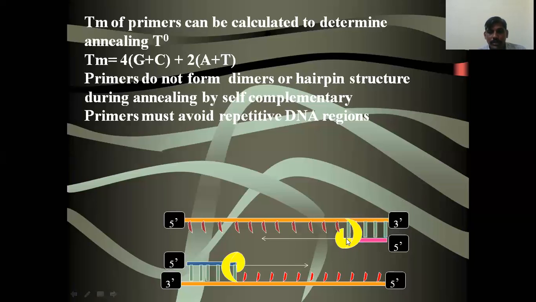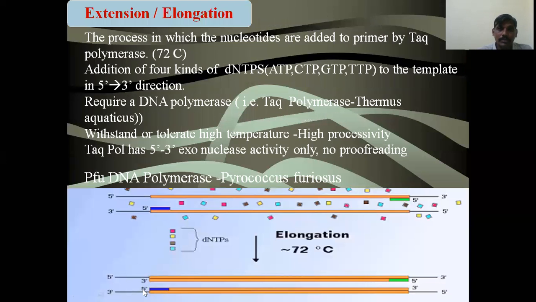Then DNA polymerase proceeds to the next step. This is the DNA polymerase enzyme. Two primers are needed, with the DNA polymerase catalyzing extension or elongation of the DNA strand by addition of nucleotides. So next, the third step is extension or elongation, a process in which nucleotides are added to the primer by Taq polymerase.